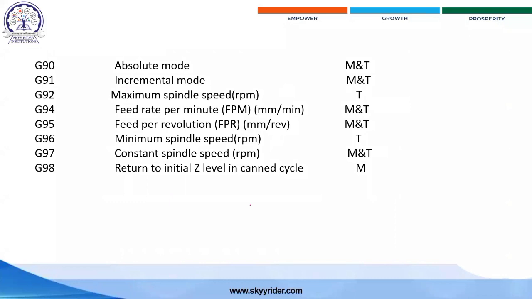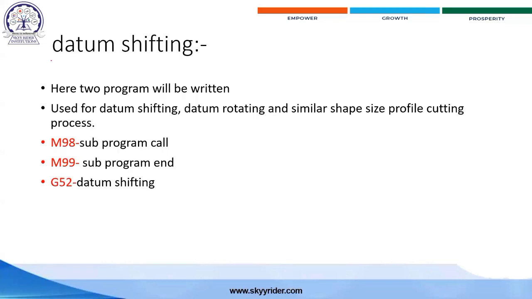Also here we will be using G91 and G90, because the absolute coordinate system and the incremental coordinate system will both be used. For datum shifting, two programs will be written. One will be the main program, where all the parameters and values are given. Another will be a subprogram, in which the main program is called out and performed accordingly.